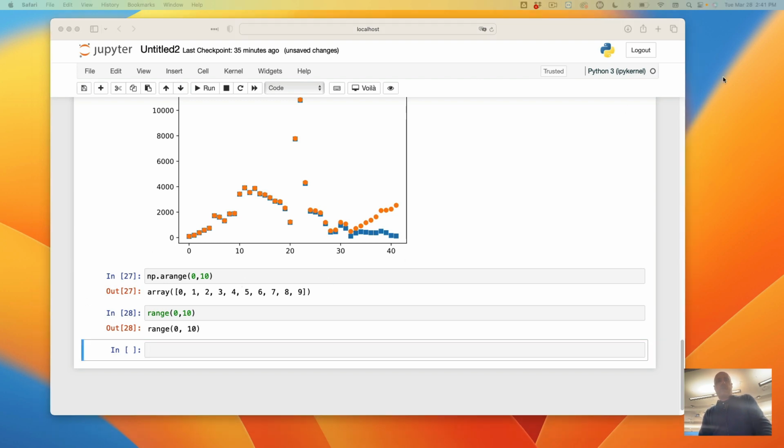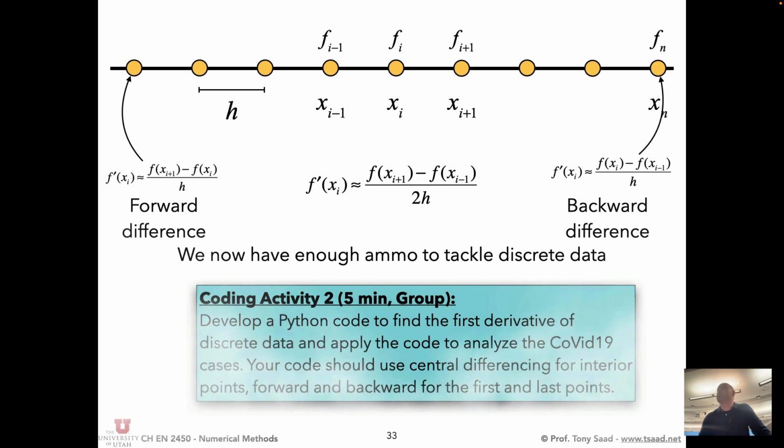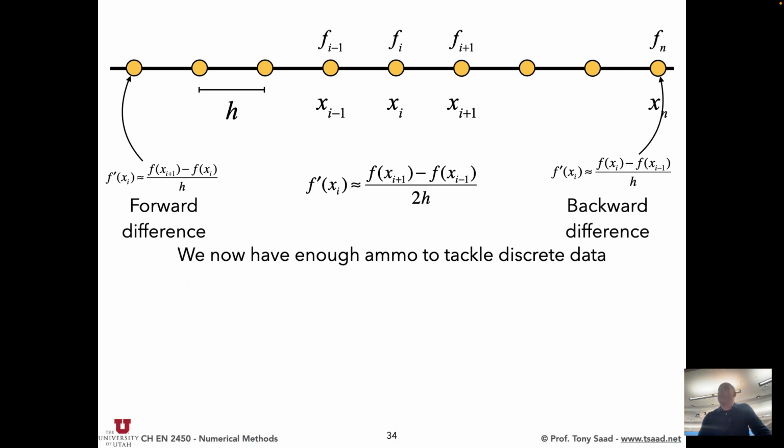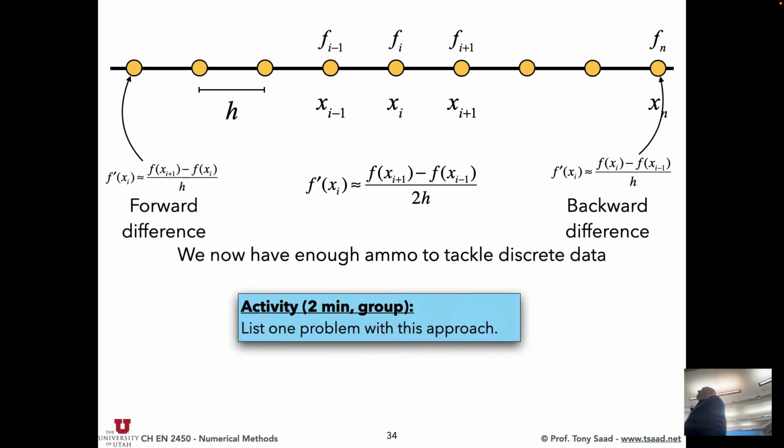Let's proceed. There's still a few things. Someone can tell me where my cursor is. Okay, there it is. So now, list one problem with this approach. There are a couple of problems. I just want you to list one of them.